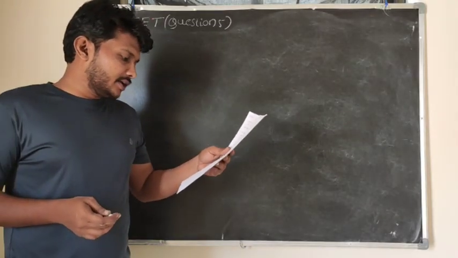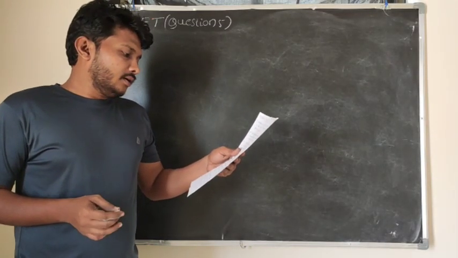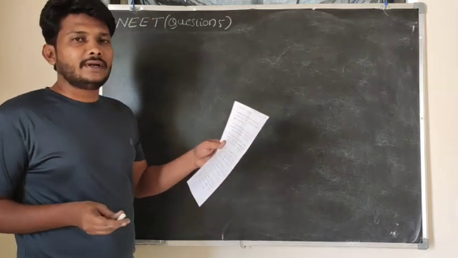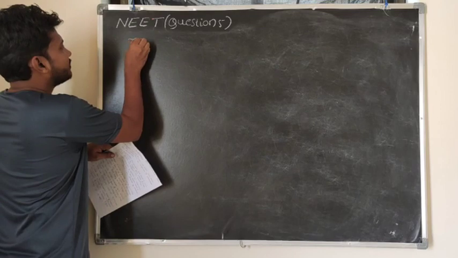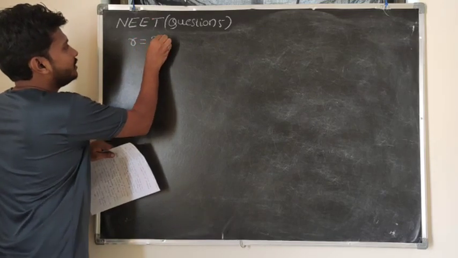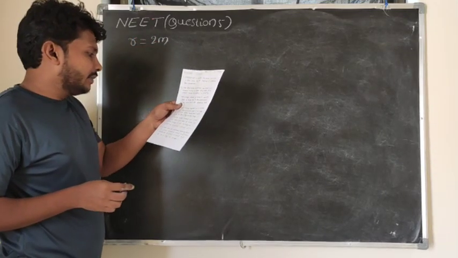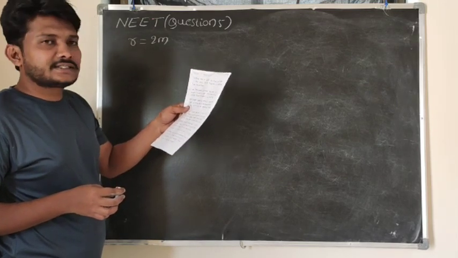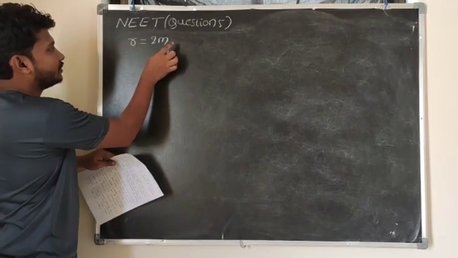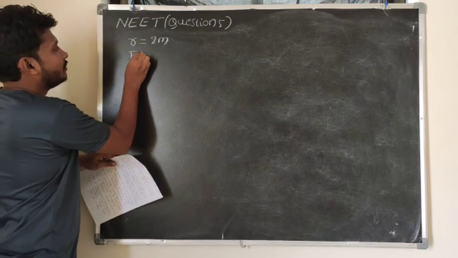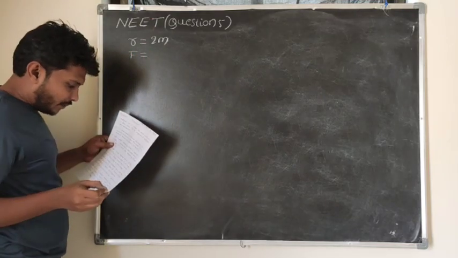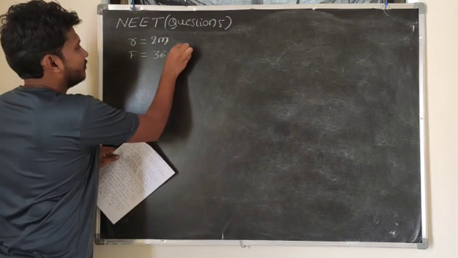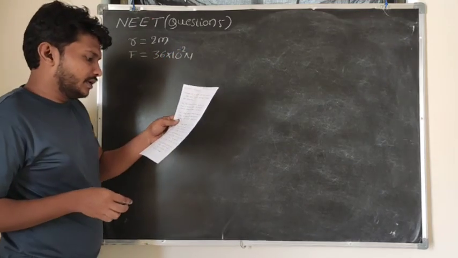Okay, we'll read the next question. 2 positive charges are separated by a distance of 2 meters. Here 2 positive charges are there. Distance between these 2 charges is 2 meters, and force between them is 0.36 Newton, or 36 into 10 to the power of minus 2 Newton here.